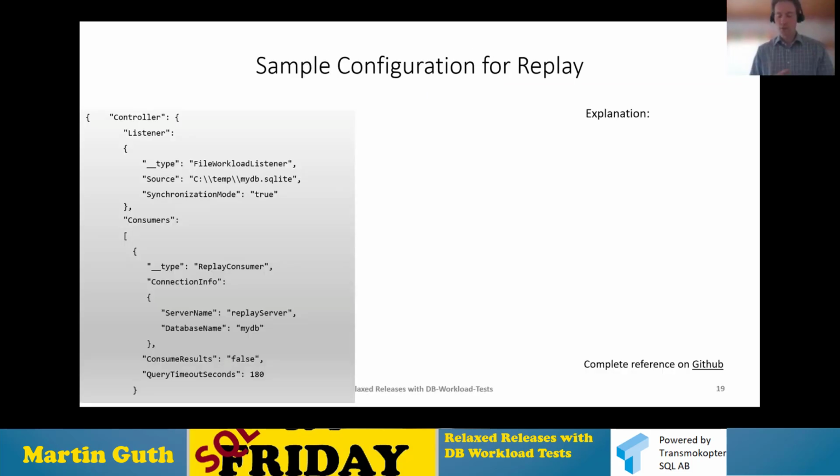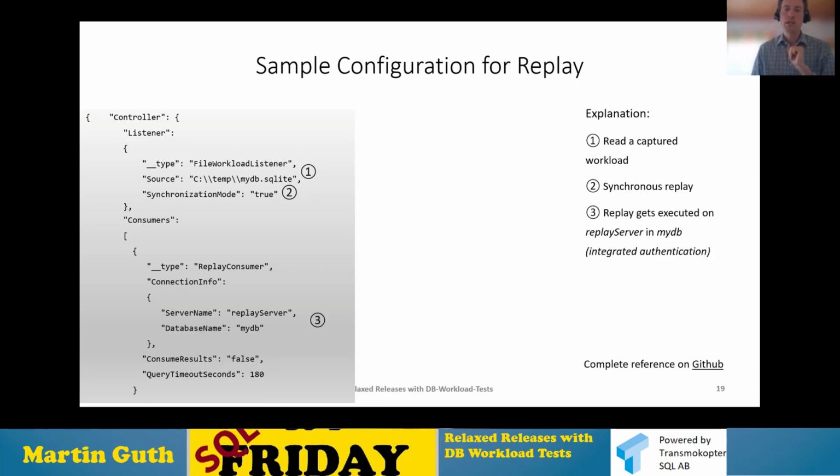Okay, having spoken generally about replay options, now let's look at the configuration. We have the same structure with controller, listener, and consumers. In this case, the listener is a file workload listener. We've just captured a workload in a SQLite database, and now we are reading from that workload, and we're saying we're doing a synchronous replay. And then we've got multiple consumers this time.